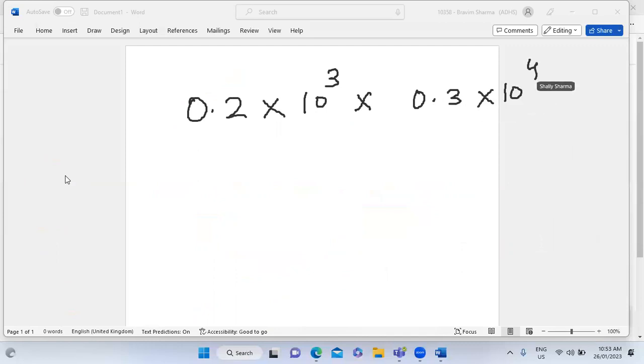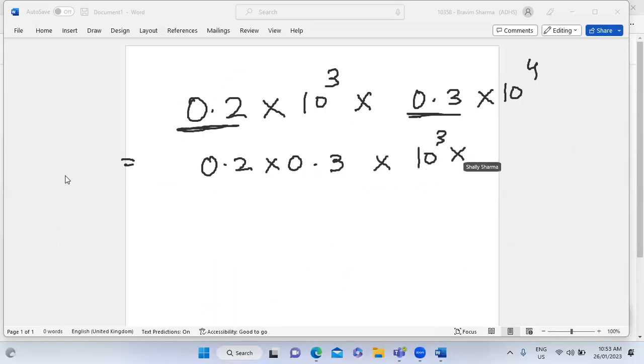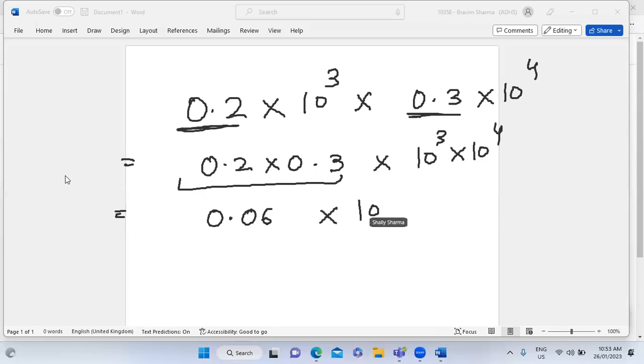Now here again we have the numbers without the 10 power expression, so we will multiply them together. 0.2 times 0.3 and then 10 to the power of 3 times 10 to the power of 4. When you multiply these two numbers, you will be getting 0.06 times 10 to the power of 7.